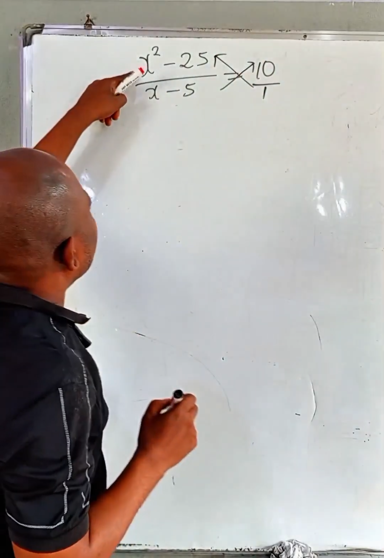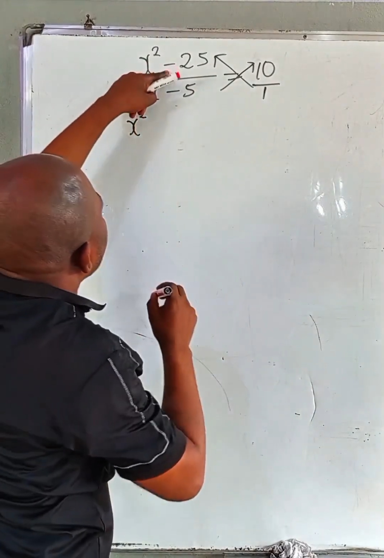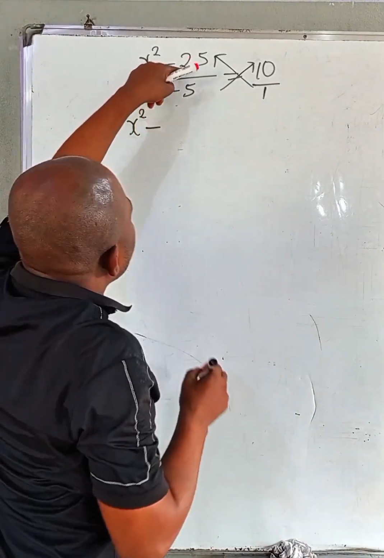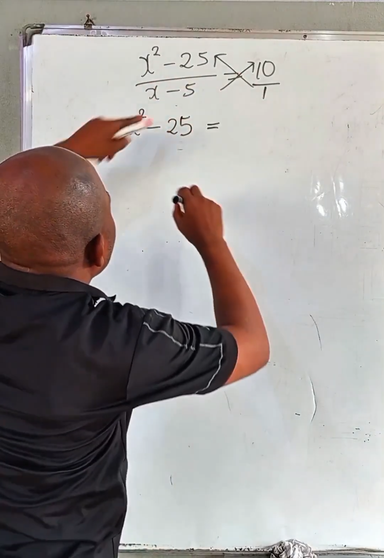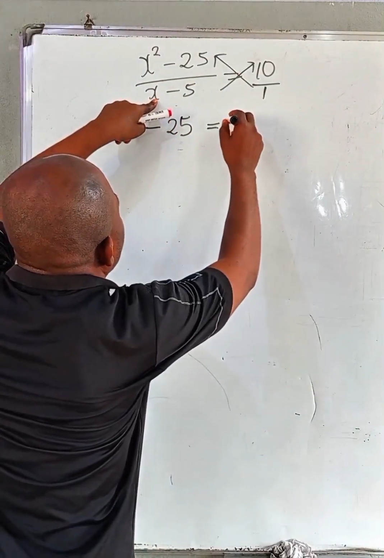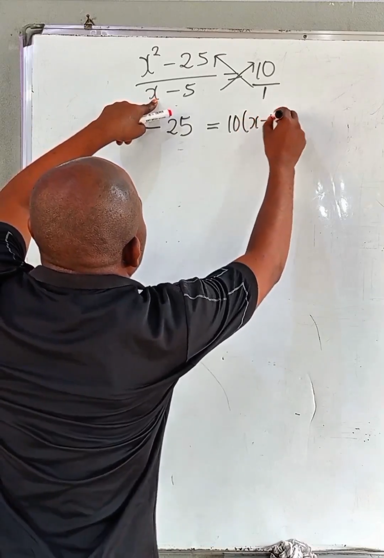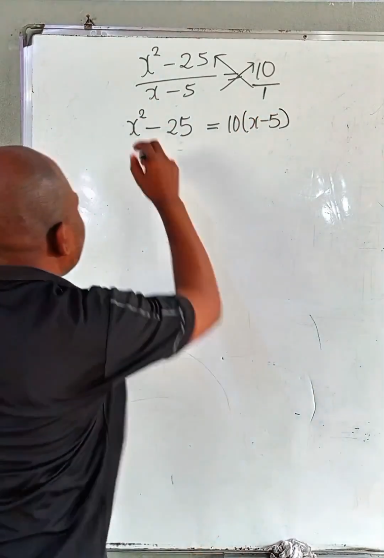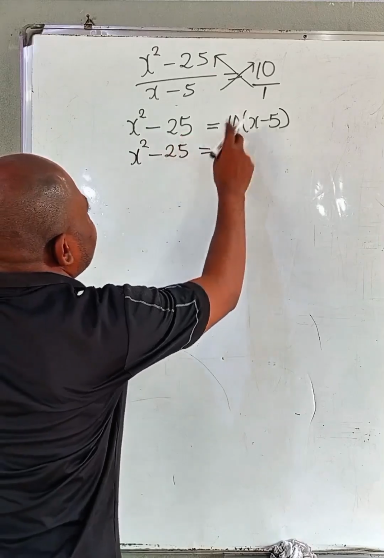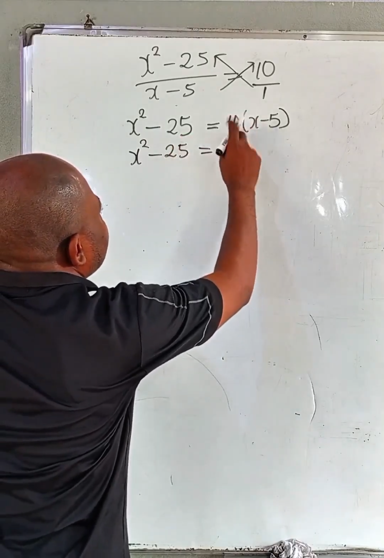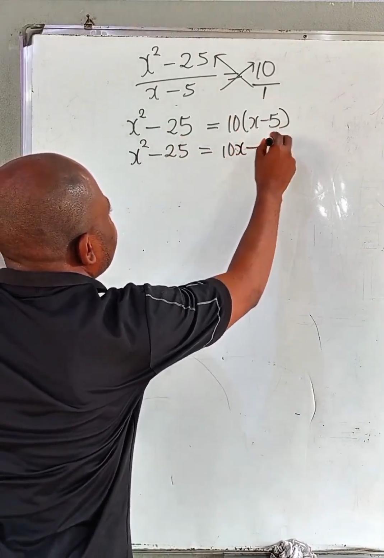So x squared times 1 will give us x squared. This negative sign will remain. 25 times 1 will give us 25, equals 10 bracket x minus 5. Then we have x squared minus 25 equals 10 times x, which is 10x, and 10 times negative 5 will give us negative 50.